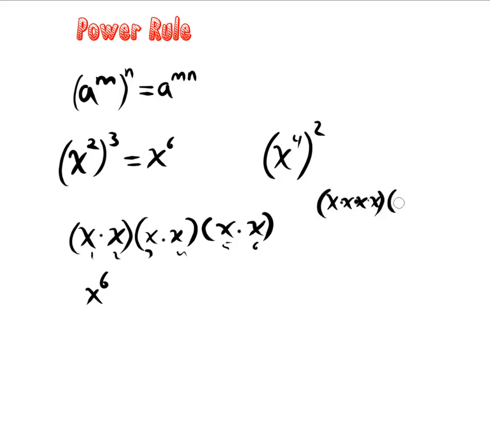And then I'm doing that squared. So 1, 2, 3, 4. Another one. So I have 2 groups of x to the 4 multiplied times each other. Well, obviously all those x's are just basically multiplying times each other, so I end up with 1, 2, 3, 4, 5, 6, 7, 8 x's in total, all multiplied times each other, which is known as x to the 8th power.